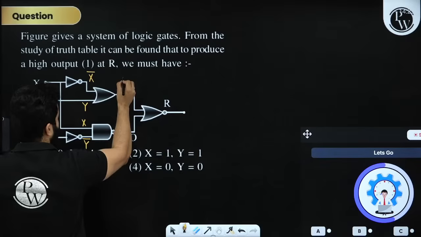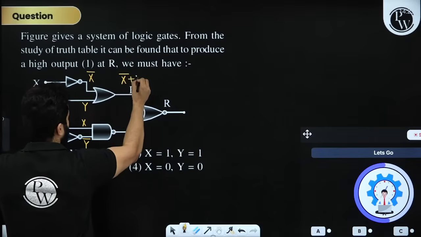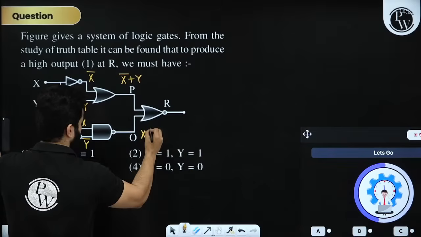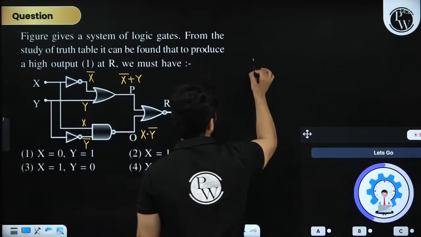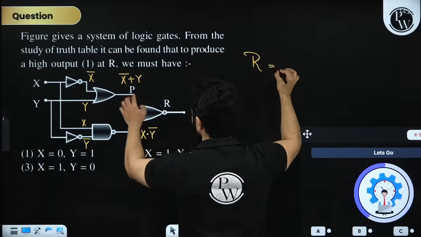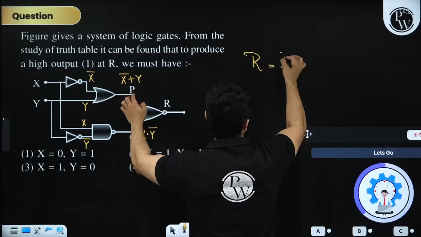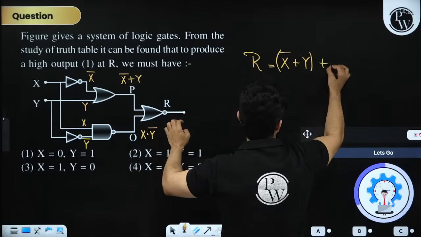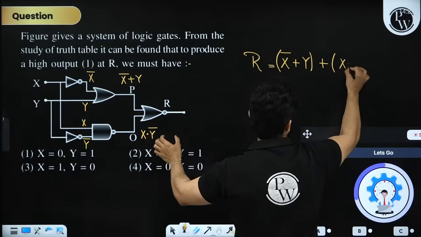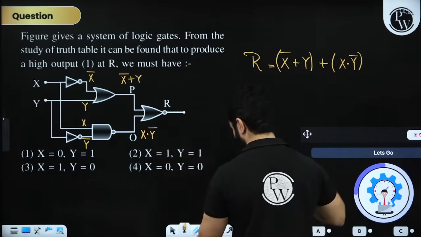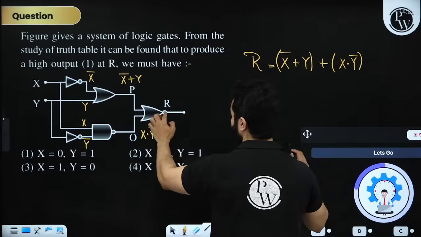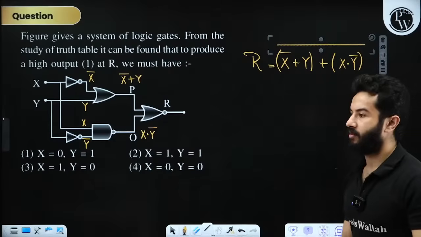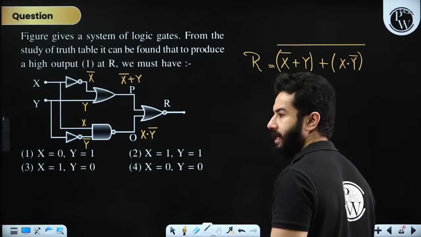So, this will become X bar plus Y, and this will become X dot Y bar, and finally R is going to be X bar plus Y plus X dot Y bar, and because we have got a NOR over here, we'll write down one more line, right?